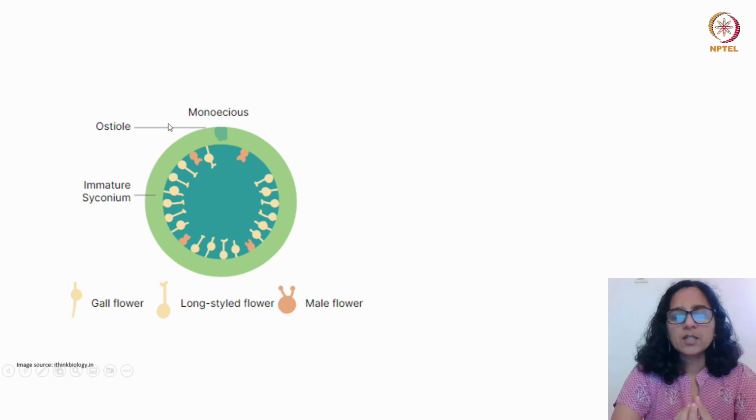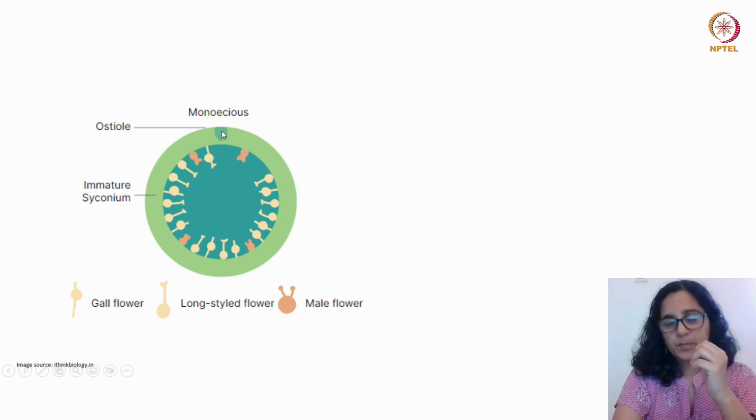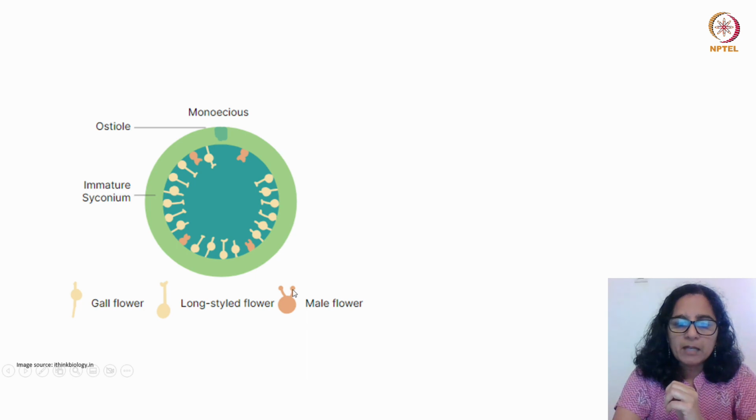Here is a picture. This is a monoecious fig inflorescence, where both male and female flowers are present together. This is the ostiole, which I was talking about. This is a tiny hole in which fig wasps enter. Male flowers with anthers are represented like this. These are all male flowers. Female flowers are of two kinds. One is a long style flower. This is a style, and this is the stigma. These are the ovaries.